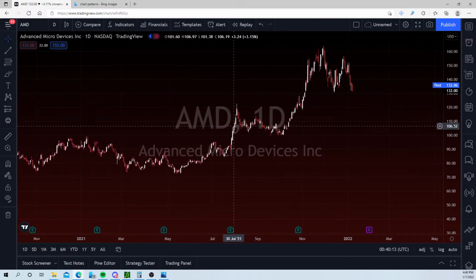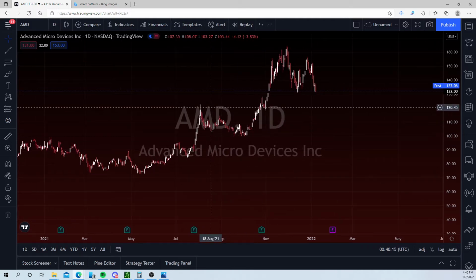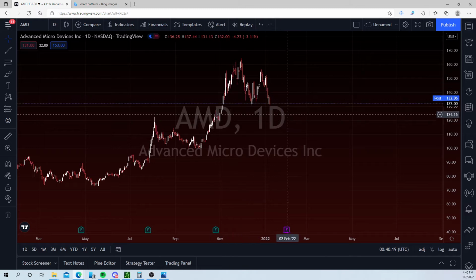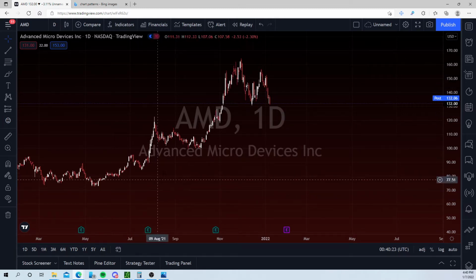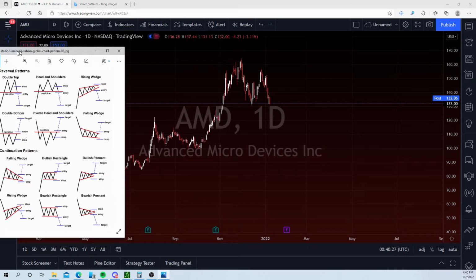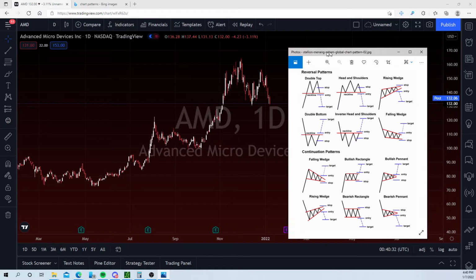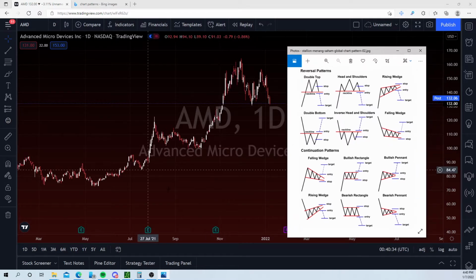All right, so let's start off. As you guys can see here, these are more complicated patterns, but this is a double top, right? If you guys don't know these, I'm going to show you a picture right now that I have. Okay, there you go. I'm going to show you guys how all these patterns come up here.